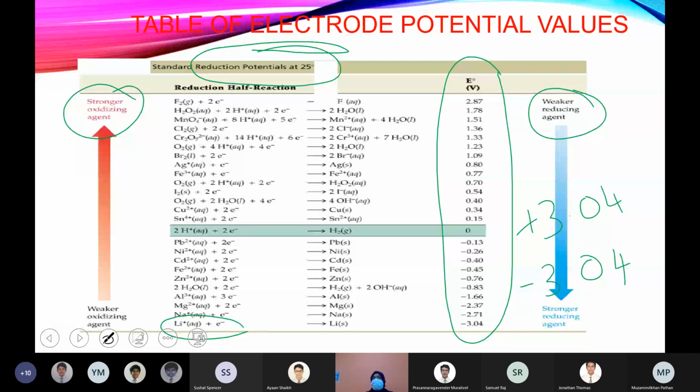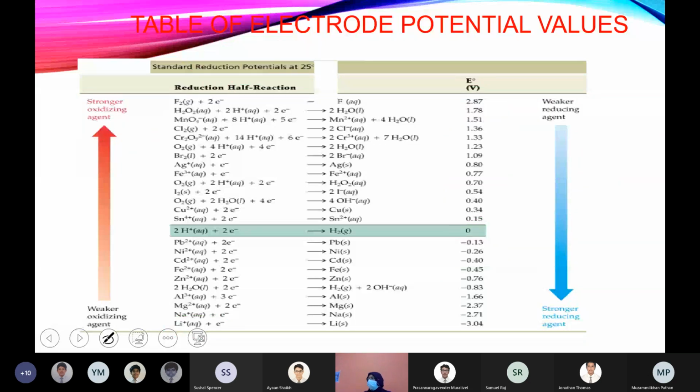Ma'am, so SHE can act as both anode and cathode? That's why there was one point in the previous slide. SHE can act as anode as well as cathode. Based on whether it is paired with one above SHE or one below SHE, it will be shifting its duty. In one case it will be anode, in the other case it will be cathode. Right? Anyway, we will discuss it again.